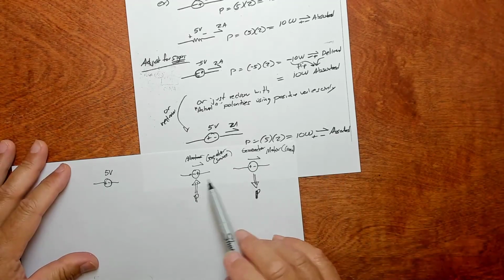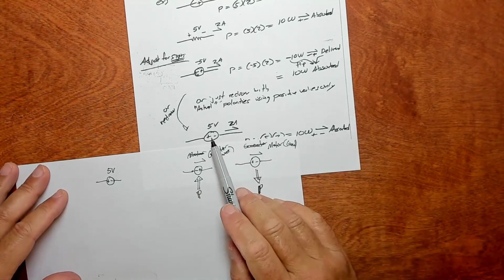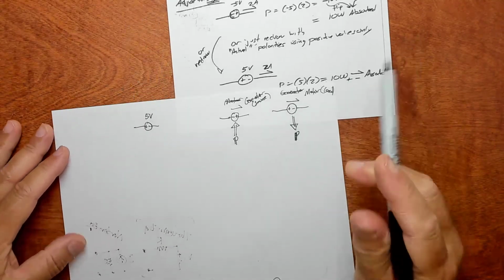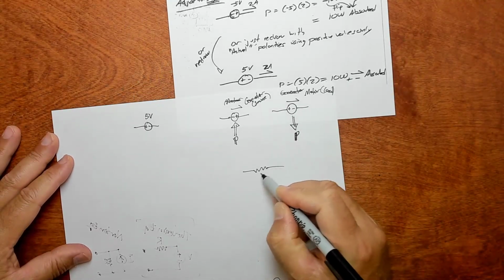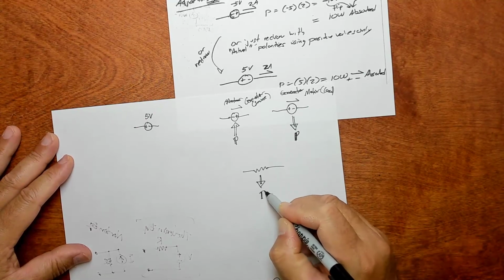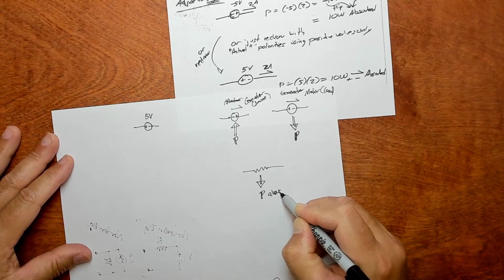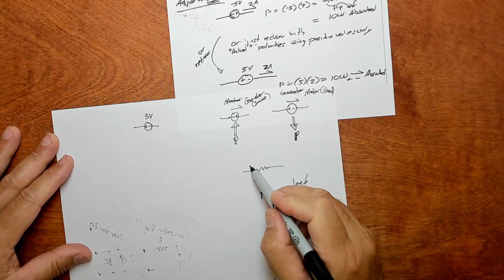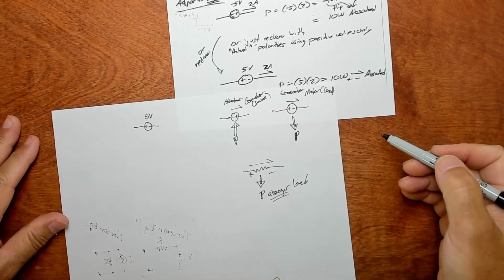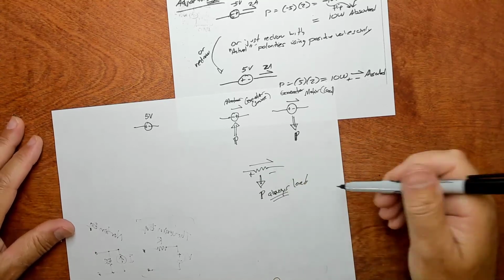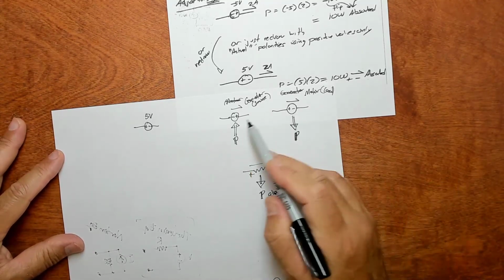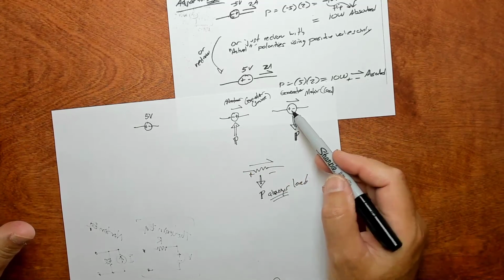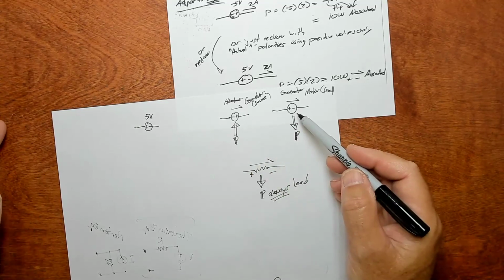Anyway, sometimes these little circle things can be loads or sources. Now, a resistor is always a load. So if you know the current direction, you know the voltage polarity always, and vice versa for a resistor. But for these guys here, you don't know. They can be loads as well as sources.